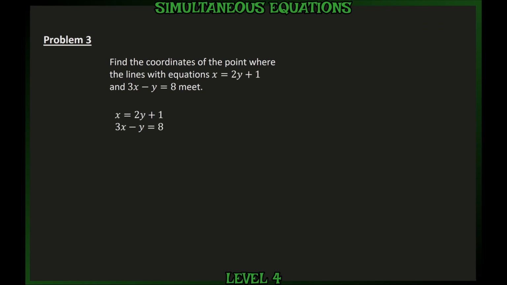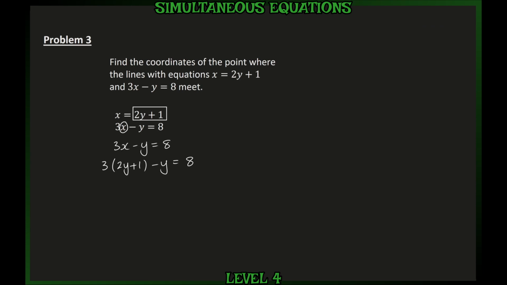Now, looking at the first equation, this is written with x as a subject. So again, we can solve this by substitution. So we're going to take this 2y plus 1 from the first equation, and because it's equal to x, we can substitute this into x in the second equation. So the second equation, 3x minus y equals 8, now becomes 3 multiplied by 2y plus 1, which we're substituting the x for, minus y is equal to 8.